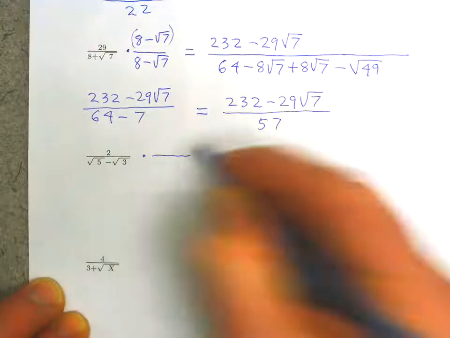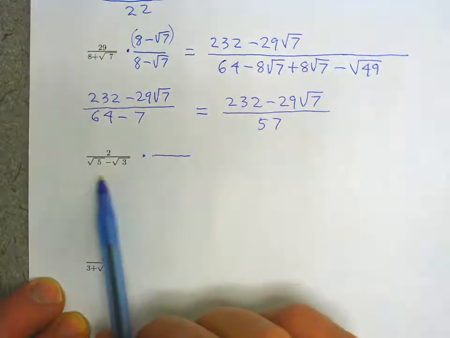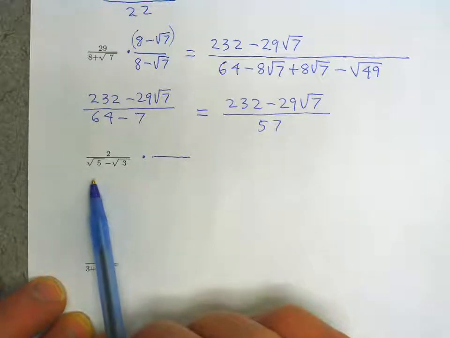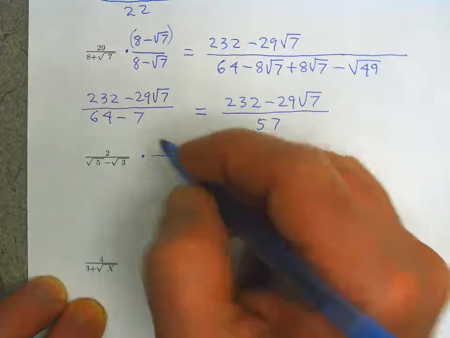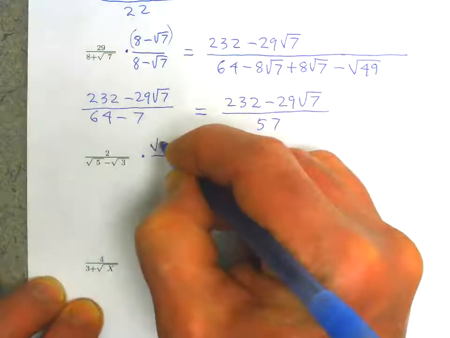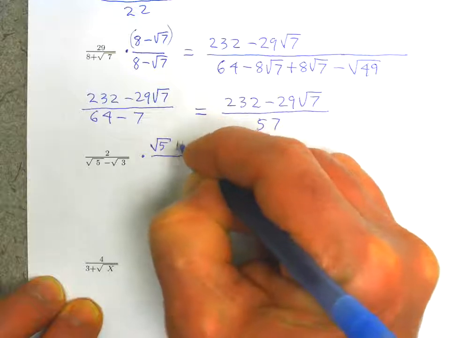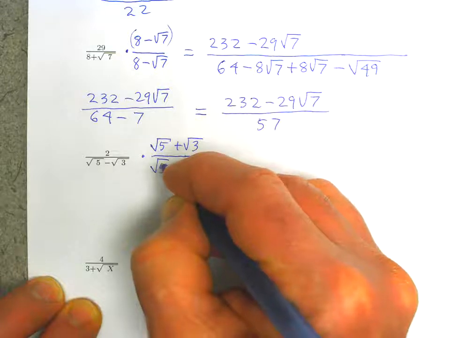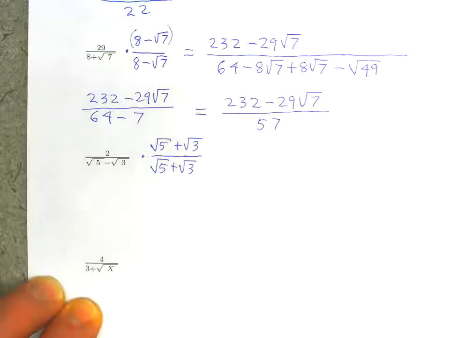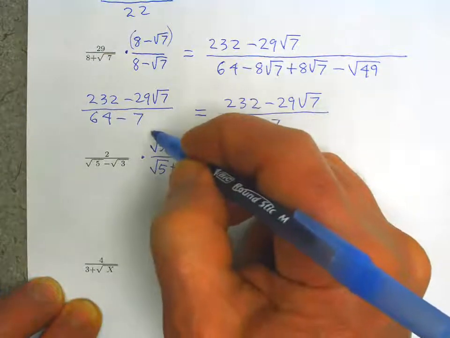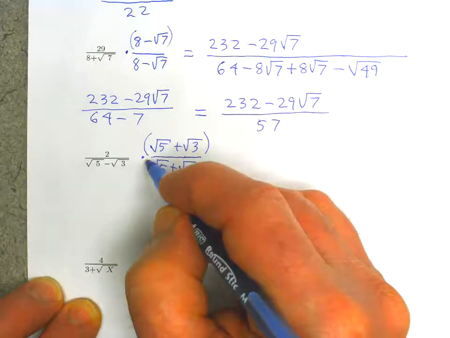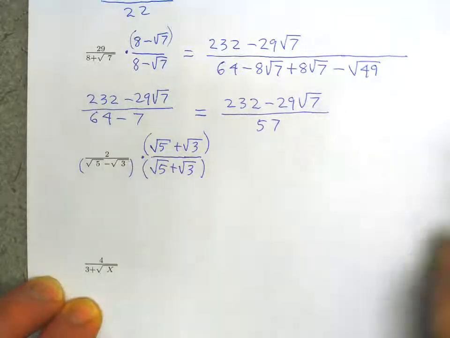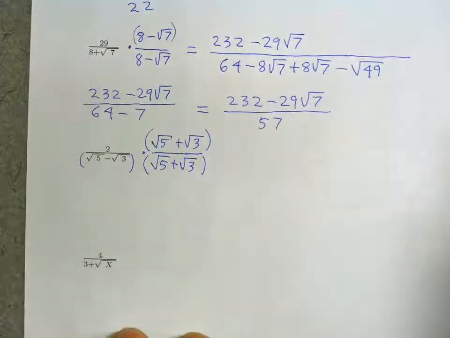And the form that 1 takes is determined by the denominator that we start out with. The conjugate of this denominator is the square root of 5 plus the square root of 3. So we're going to multiply by 1 in the form square root of 5 plus the square root of 3 divided by the square root of 5 plus the square root of 3. Okay, so we'll multiply the two numerators.